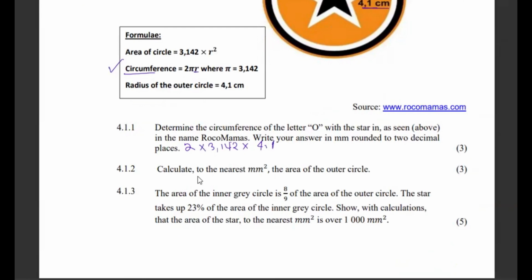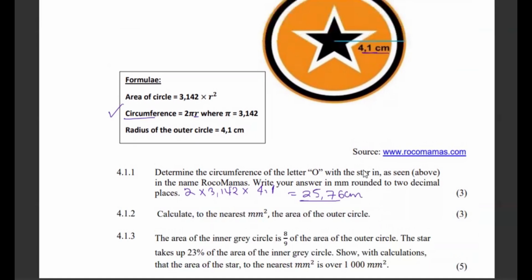So we go there and find the answer. Here the answer becomes 25.76. These are centimeters. Okay. Calculate to the nearest millimeter squared the area of the outer circle. So the area in millimeters. That means the centimeters have to change to millimeters. How do we do that? From 4.1 centimeters to 41 millimeters.